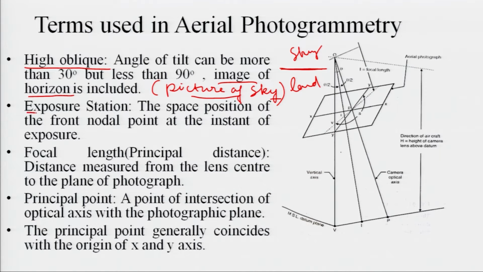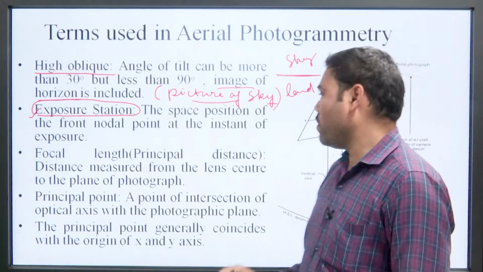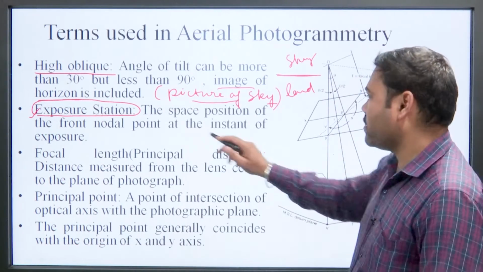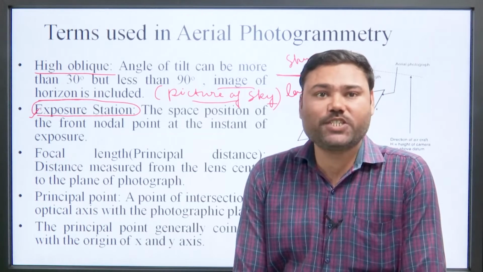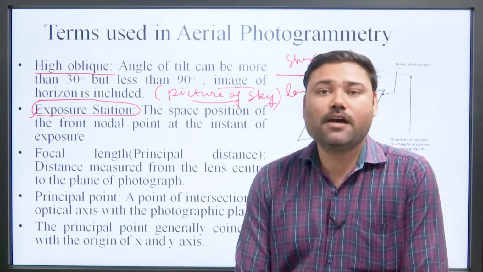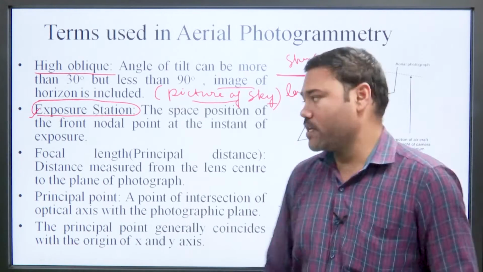Talking about exposure station, exposure station is defined as the first station from which we can take a first photo of an object. So exposure station is defined as the space position of the front nodal point at the instant of exposure.